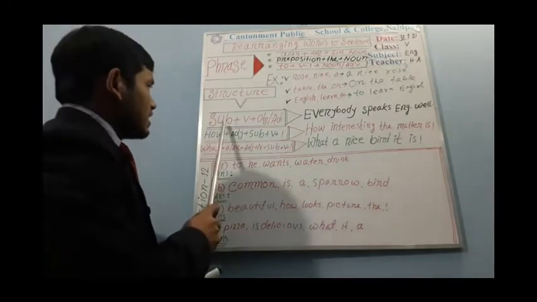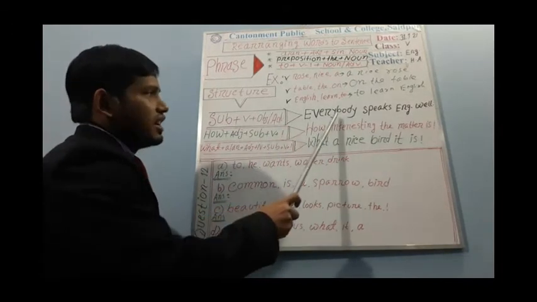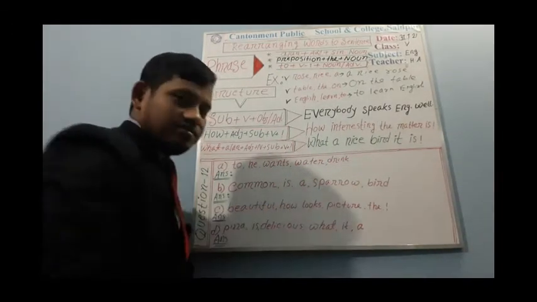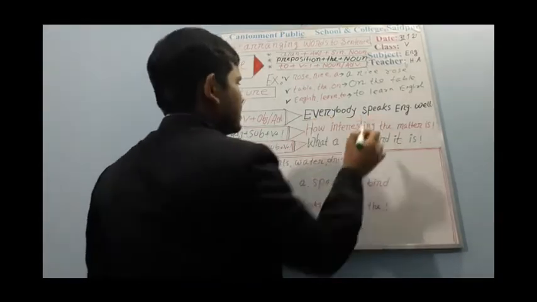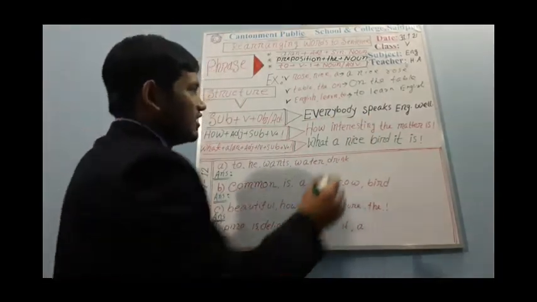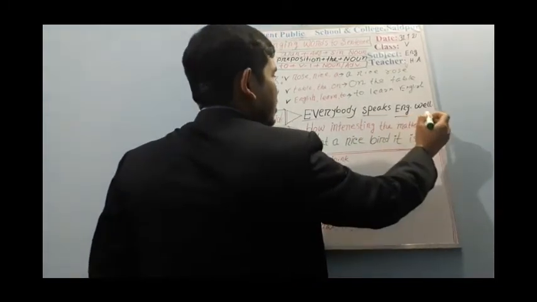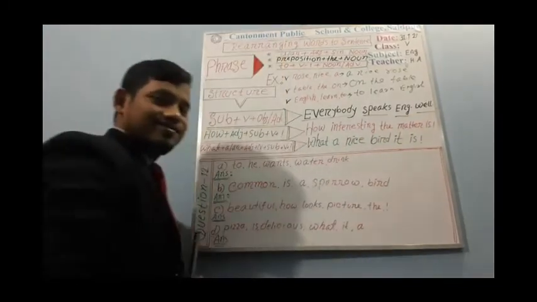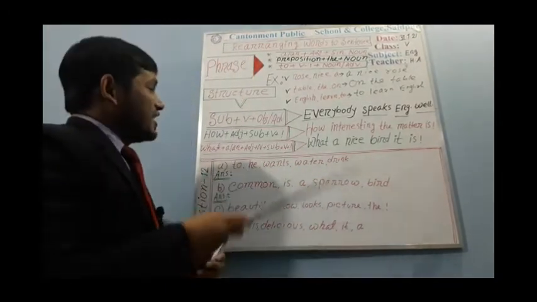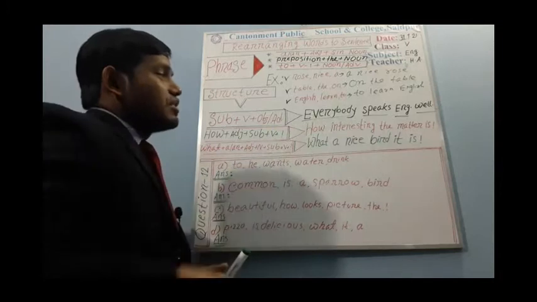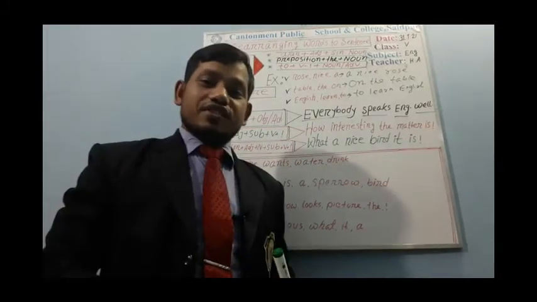So learners, here, subject, verb, object, adverb, like this: everybody speaks English well. Here you can see everybody is a pronoun as subject. Speaks is verb, English, object, well, adverb, right? So learners, in this way, you can make a lot of sentences.